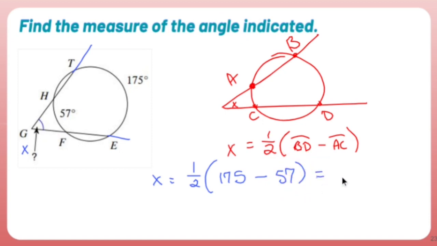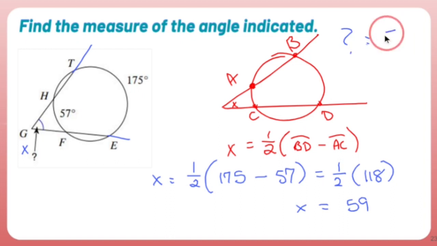Oh, numbers, you're so difficult. 175 minus 57, I believe, is 118. Yep. And half of 118 is going to be 59. So X is 59, which means the measure of the angle is going to be 59 degrees. Okay, fun. Secants.